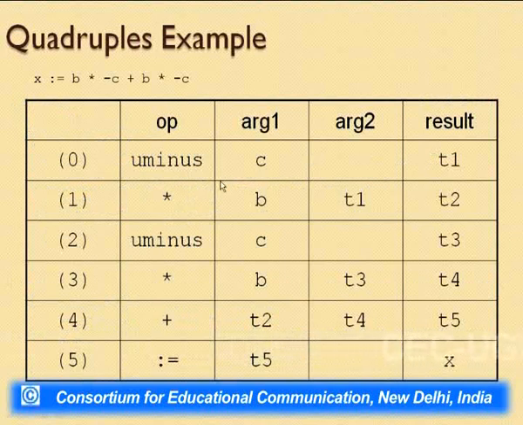Let's just understand this example, and it will be pretty clear to us. So we had this expression x is equal to b star minus c plus b star minus c.